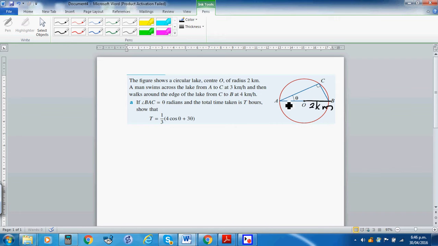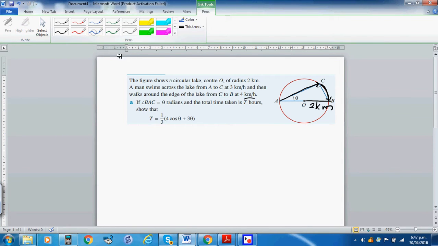So a man is going from A to C like this, in a straight line, at 3 kilometers per hour, and then walks along the edge of the lake. That means he's walking along this edge. So this is the path, and that is at the rate of 4 kilometers per hour. So if angle BAC is theta radians, find the total time T hours, and show that it is going to be this.